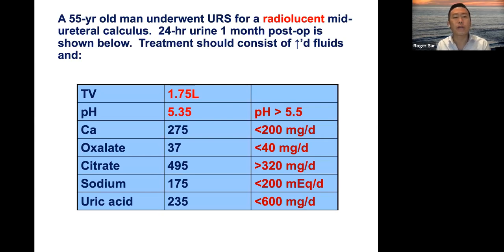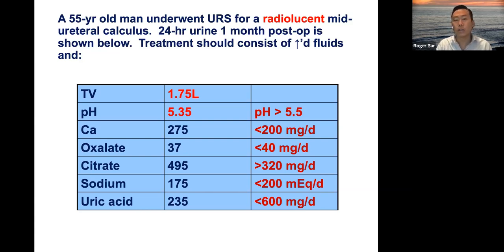Let's look at this 55-year-old man. He underwent ureteroscopy for a radiolucent stone. Hint, hint, hint. They're making uric acid stones, right? Radiolucent. You check the 24-hour urine after surgery, and it shows the following. Number one, you can see that they don't urinate enough, 1.75, so they need more fluid. Number two, the pH is low, 5.35. That's the problem. That's why they're making uric acid stones. The pH is too low.